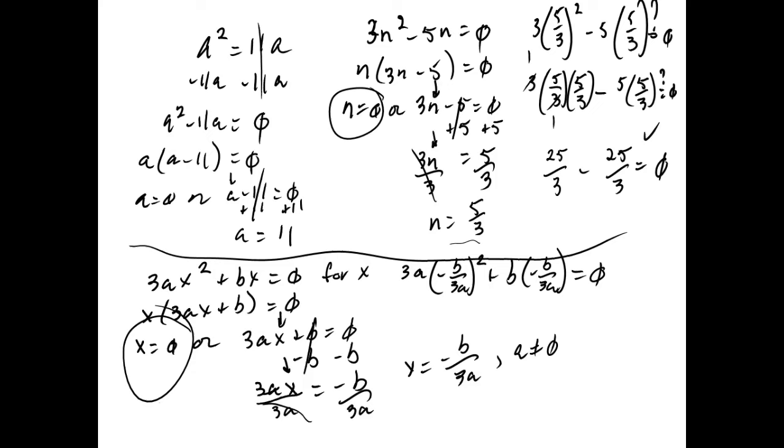Now, I kind of like doing it the way we did before, but if you want to do it another way, we can. Okay, it's not that bad. Anyway, 3a times minus b over 3a times minus b over 3a. That's what minus b over 3a squared means. You multiply it by itself. Plus b times minus b over 3a equals 0.